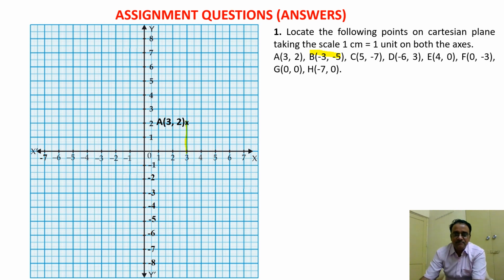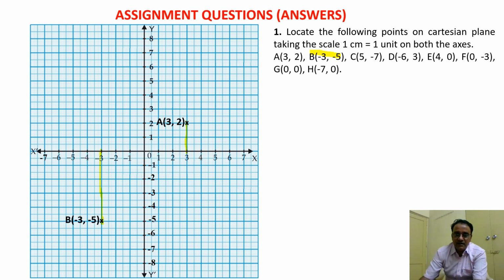Now the second one is (-3, -5). So for -3, on the x-axis we have to move towards -3. Now -5 is downward, नीचे की तरफ है, तो वहां से हम लोग -5 की ओर आते रहेंगे, right? -5 की तरफ आ रहे हैं और यहाँ पे रुक जाएंगे, right? So this is the point B, (-3, -5). The next point is (5, -7).